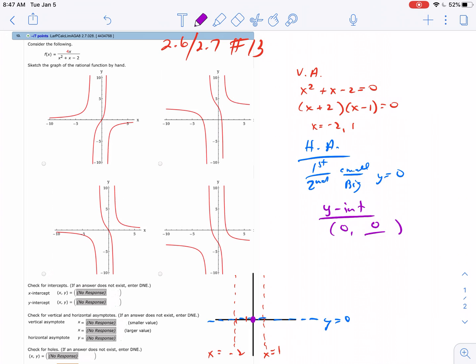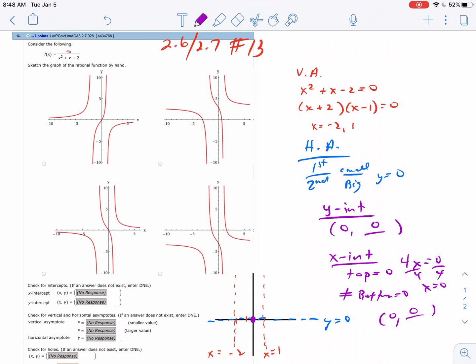Now, are there any x-intercepts? So when you go to find x-intercepts, you want to see what is going to make the top 0, but does not make the bottom equal to 0. You don't want the bottom equal to 0. So if the top is 0, 4x equals 0. When you divide by 4, x is 0. So again, when x is 0, what's my y value? It's going to be 0 again. So you can find that intercept either way.